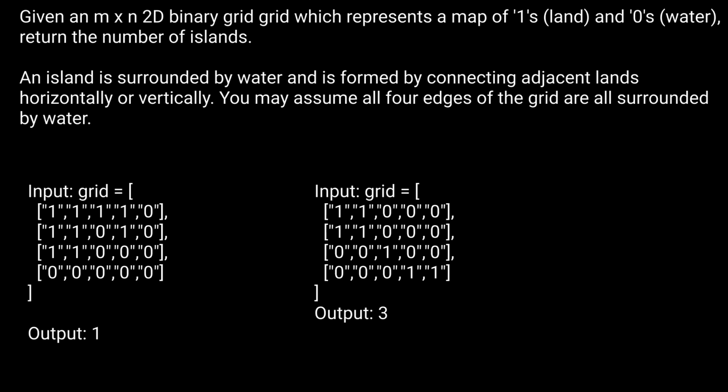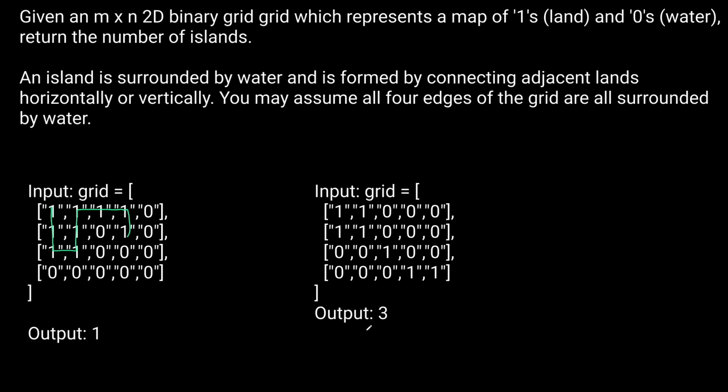If we were given this input here, this grid, what would we expect? Well, we expect an answer of 1. But how did they actually derive this? Well, remember that an island is formed by connecting adjacent lands horizontally or vertically. So what that means is that we can connect all these lands, right? These are all connected like this, and that is our island. And there's no actual other islands in this grid, so we only have that one big island.